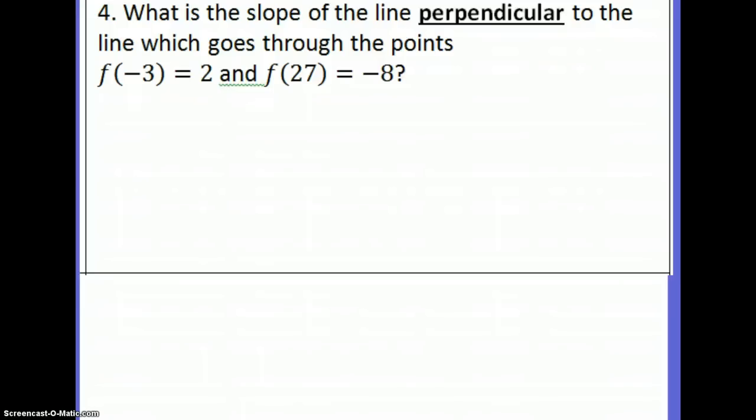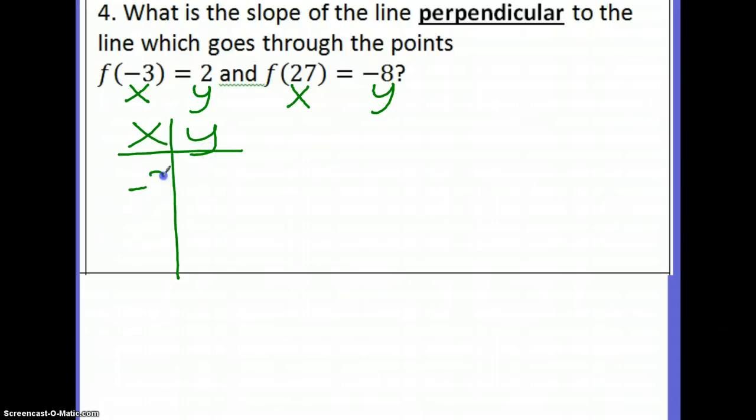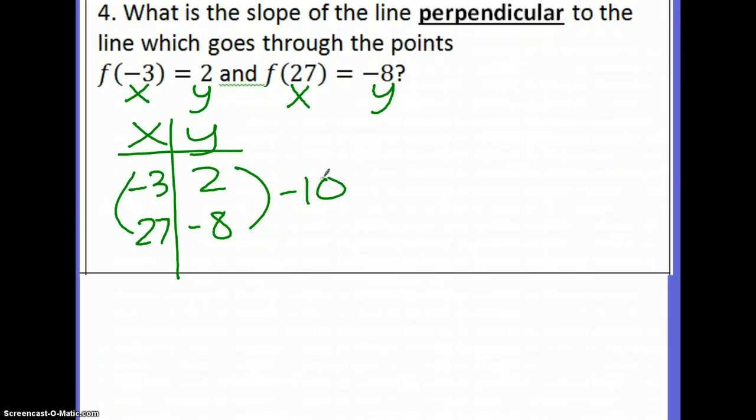What is the slope of the line perpendicular that goes through the points? So remember, inside the parentheses is x, outside is y. So we're going to plug them in, xy table again, get our slope, negative 3, 2, 27, negative 8. Find bottom minus top. We get negative 10 here. 27 take away negative 3. A lot of people said this is 24, but remember, you're taking away negative. That's the same as adding. And so this is 30.